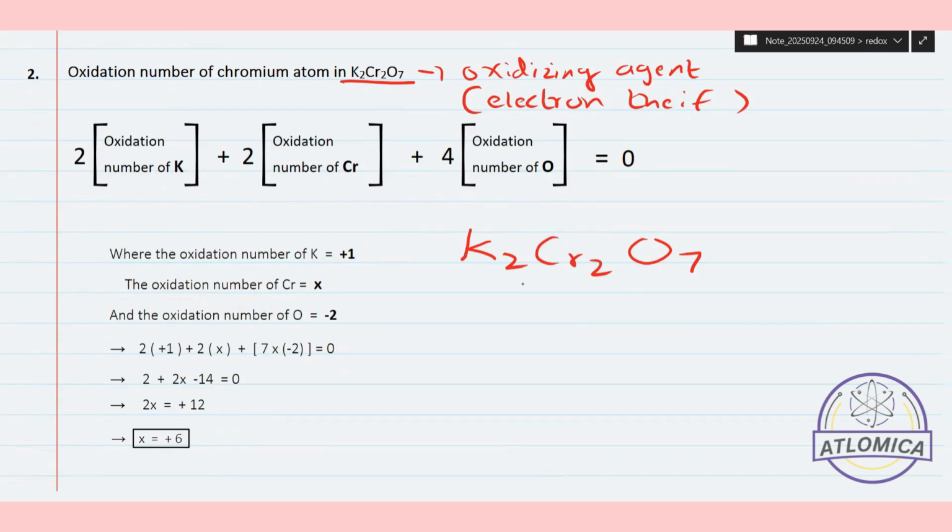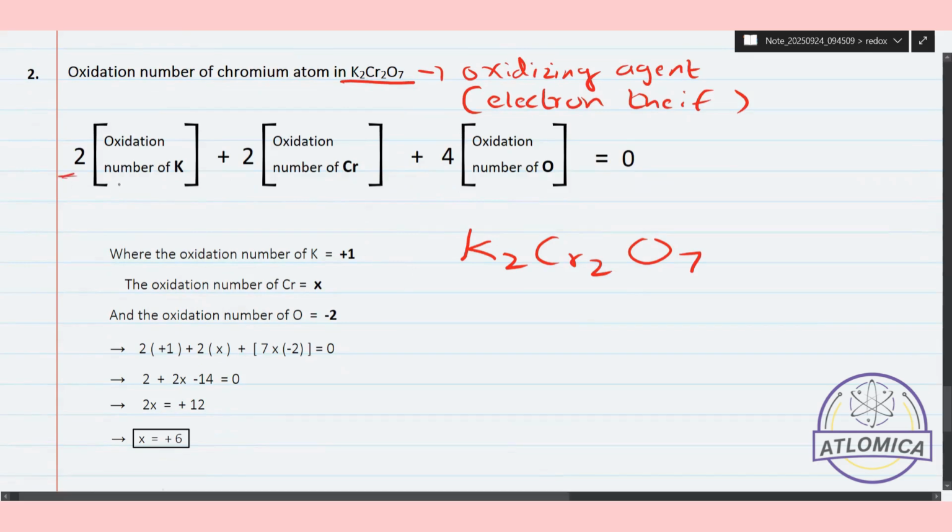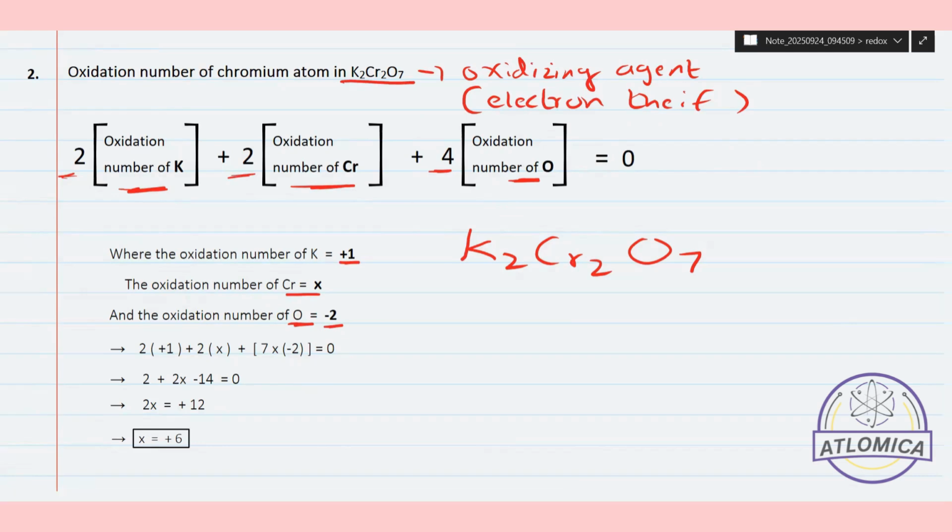Likewise, we have to make a template like this. So it's 2 multiplied by the oxidation number of potassium, plus 2 multiplied by the oxidation number of chromium, plus 7 multiplied by the oxidation number of oxygen, which would be equal to 0. The oxidation number of potassium is +1, from group 1, and the oxidation number of chromium is X. We don't know that, we have to find it out. And the oxidation number of oxygen is -2, that we know because it belongs to group 16, and that means it needs 2 electrons to fill its last shell.